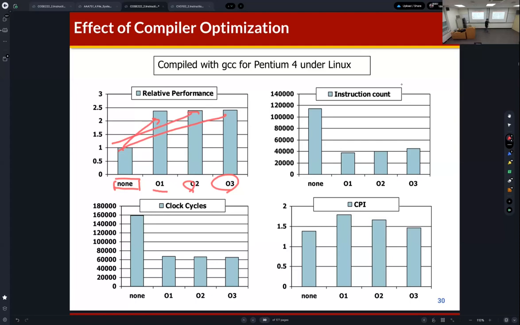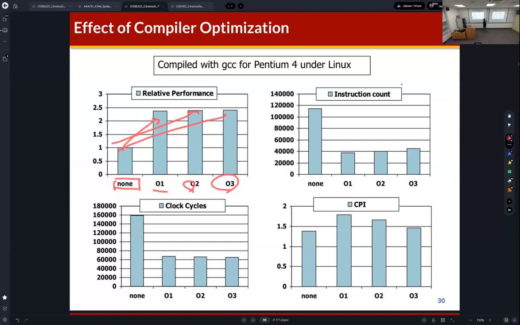So it means that actually the code is the same. The high level code is the same, but based on the compiler's optimization level, the performance can be changed. Okay? That's why the compiler is also critical. Compilers are also critical for the performance of control systems. Okay?